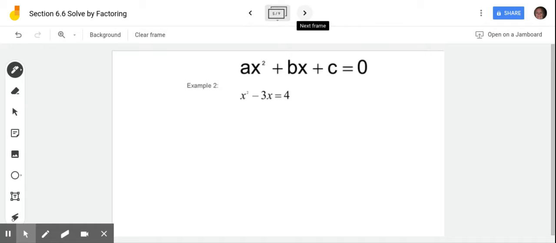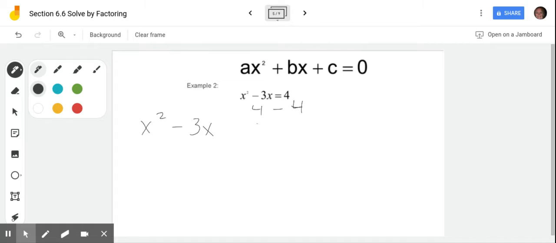Okay. x squared minus 3x equals 4. So it's not equal to 0. So that's the first thing that we need to do. So we're going to have to subtract 4 from both sides of this equation. So I end up with x squared minus 3x minus 4 equals 0. Oops, I skipped a step there, huh? I forgot my minus 4. Equals 0. Okay, and now I can make my 2 factors.